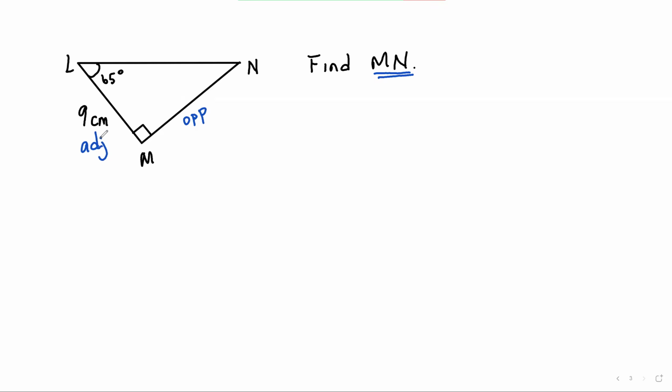Tan. That's right. So tangent uses the opposite and adjacent. So we're going to recall that tan theta is equal to opposite over adjacent. All right, and now we substitute our values in there. We will replace theta with our angle of reference, which is 65 degrees. So tan of 65 degrees is equal to the opposite side, that's the side we want to find, side MN, over the adjacent side, which is 9 centimeters.